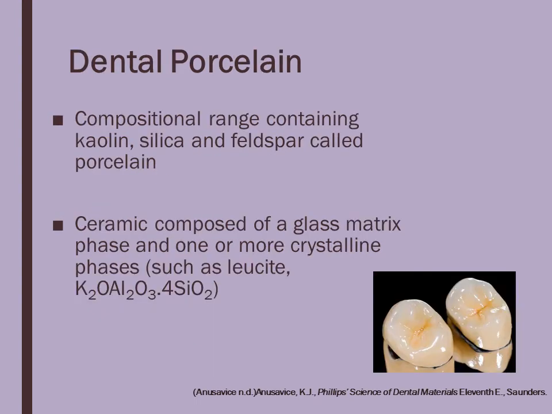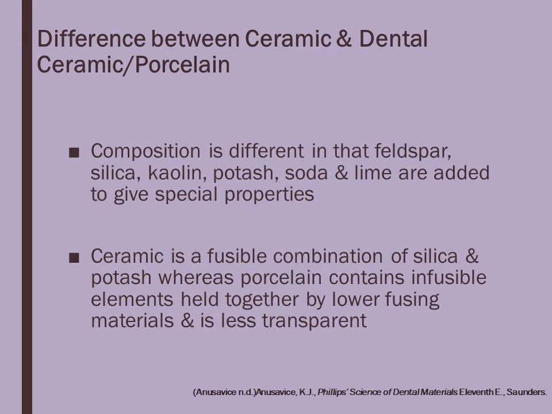Now, dental porcelain. The compositional range containing kaolin, silica, and feldspar is called porcelain. It is a ceramic composed of a glass matrix phase and one or more crystalline phases such as leucite, which is basically a compound of potassium and aluminum, potassium aluminum silicate. And this is typical of dental porcelain. It's known as leucite.